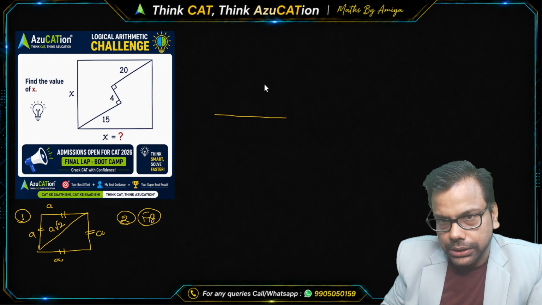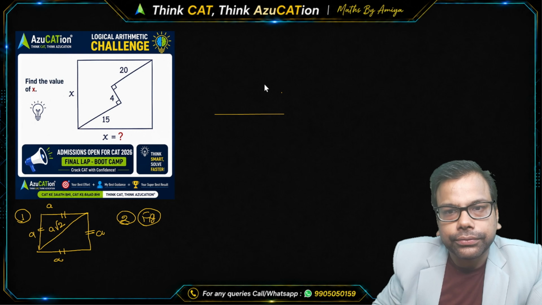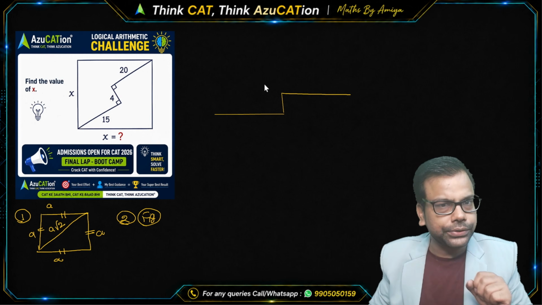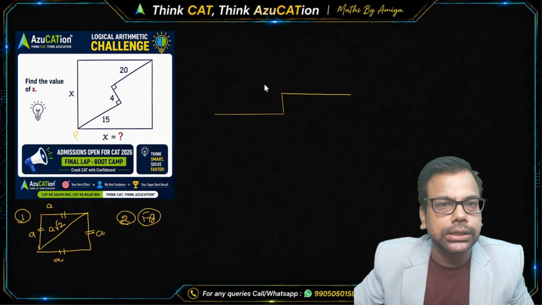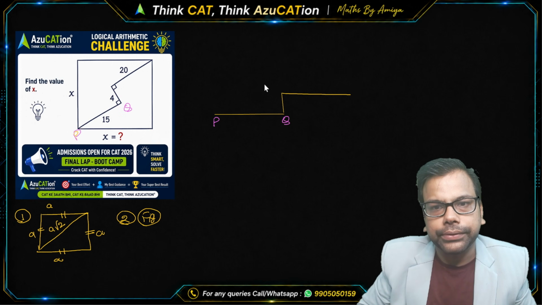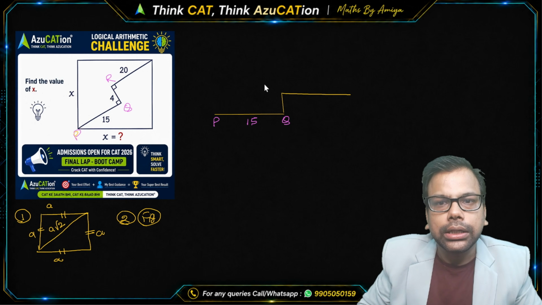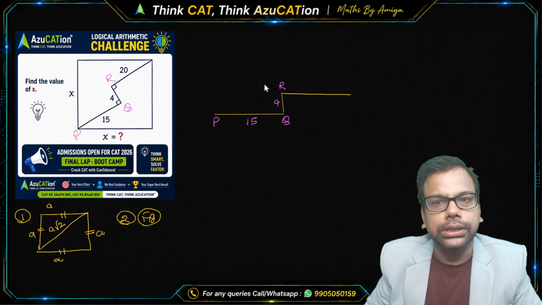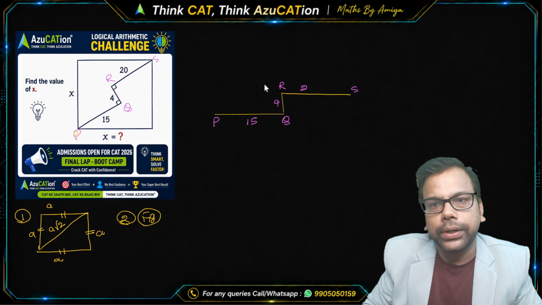We have this one is 15. Then we have 4. And then we have 20, isn't it? This is the figure. We are writing this figure as P and Q. So we have a PQ which is given 15. We have a QR which is given 4. And then we have RS which is given 20.